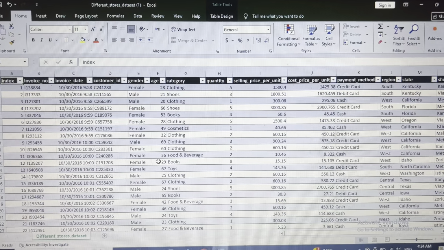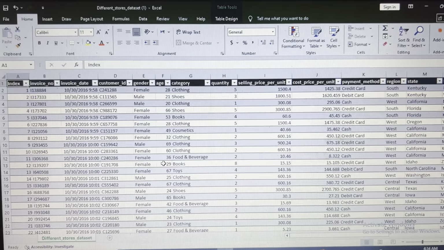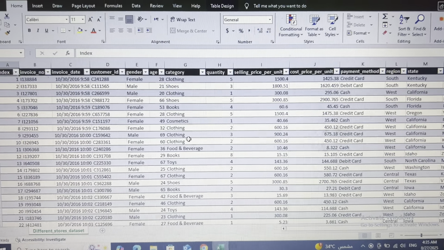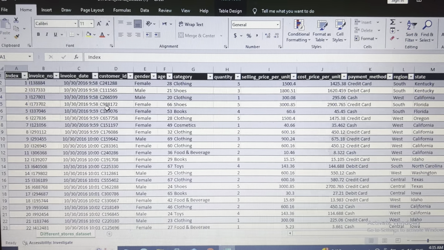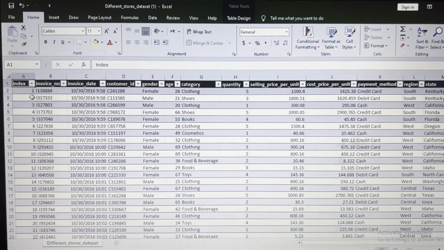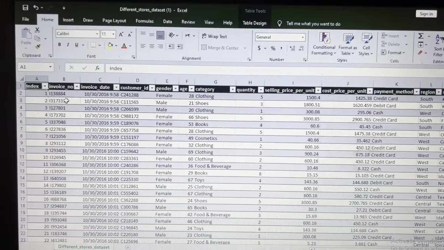Now I'll show you how I changed the Excel. Firstly, I changed the table design to make a design that looks better. Now I added a few more columns. From these columns is the index. You might ask, what is the index?